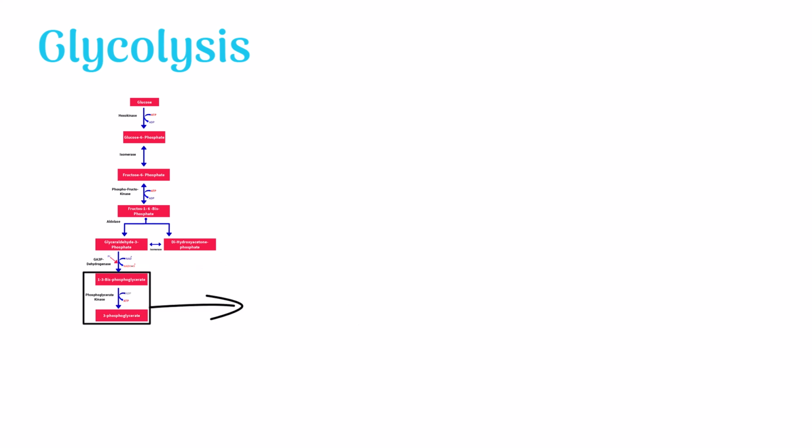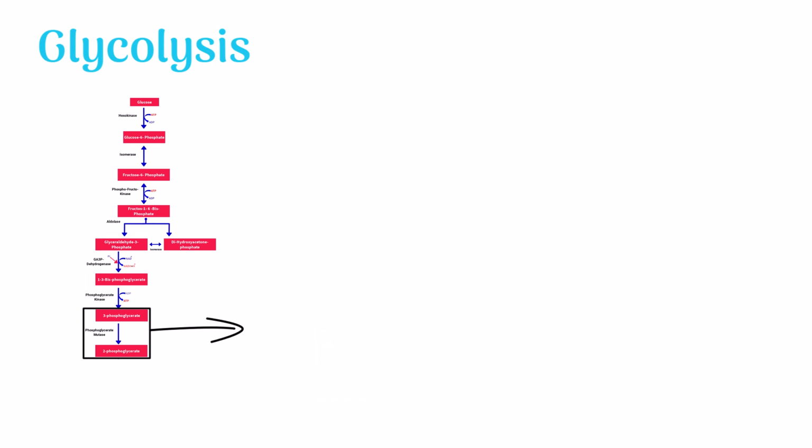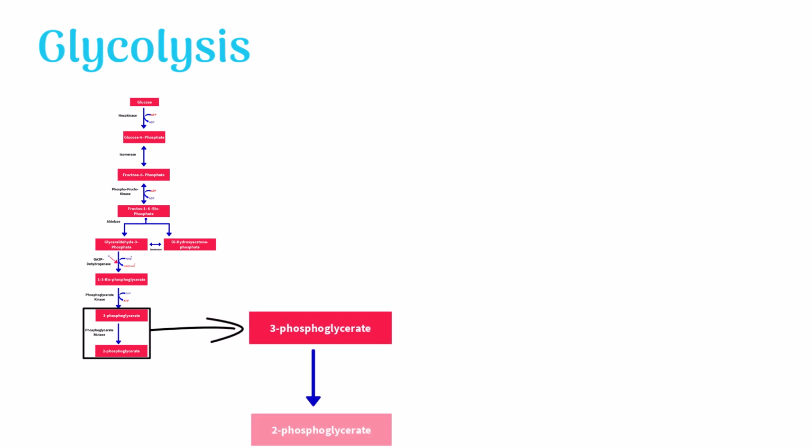In this reaction, 1,3-bisphosphoglycerate forms 3-phosphoglycerate. Phosphoglycerate kinase enzyme boosts this reaction. Remember, this reaction forges an ATP molecule. In the next reaction, 3-phosphoglycerate gets converted to 2-phosphoglycerate. This time, the enzyme in action here is phosphoglycerate mutase. Let's jump to the next reaction.